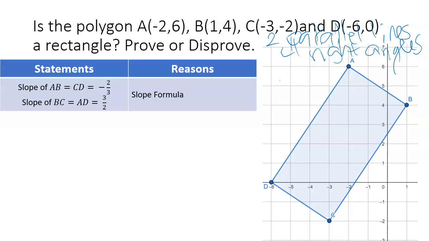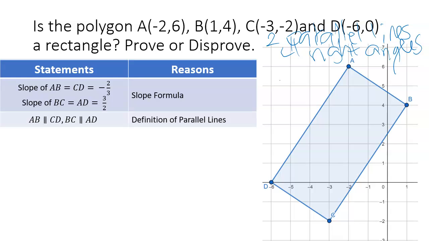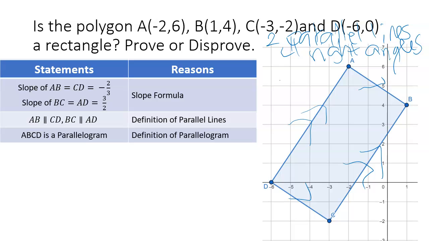Okay, so now that I know I have two sets of lines with the same slope, I can say I have parallel lines. AB is parallel to CD, and BC, sorry, it is very hard to write on a computer screen, is parallel to AD. Okay, so I've proven it's a parallelogram. Now I need to go prove it has 4 right angles. So I can say ABCD is a parallelogram by definition of a parallelogram.